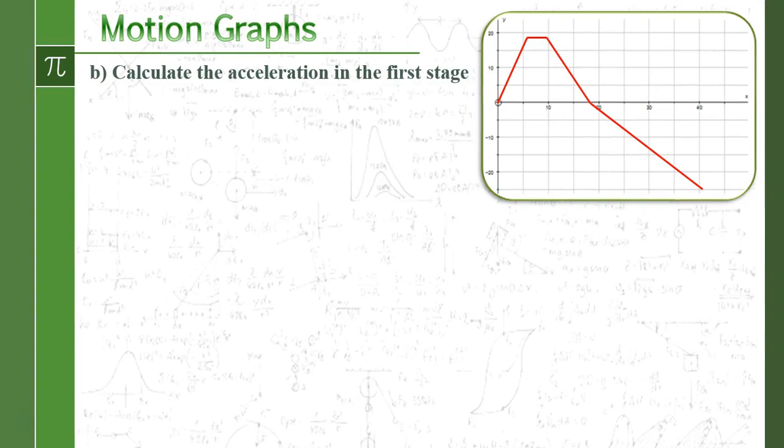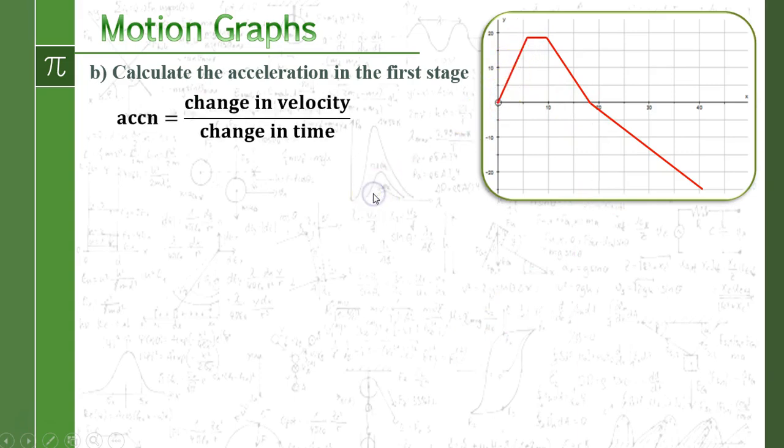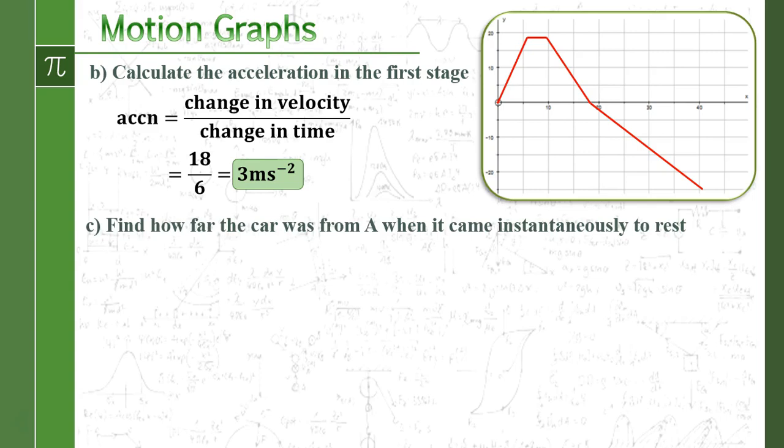Part B says calculate the acceleration in the first stage. So the first stage of motion is this section here, when the car was accelerating. And we know that acceleration is change in velocity over change in time. So change in velocity is 18, going from 0 to 18 meters per second. It did that in 6 seconds. So clearly it's increasing its speed at 3 meters per second squared. Reasonably straightforward, that bit.